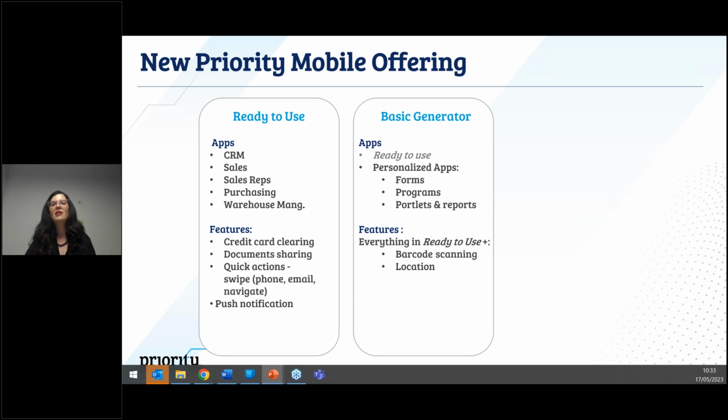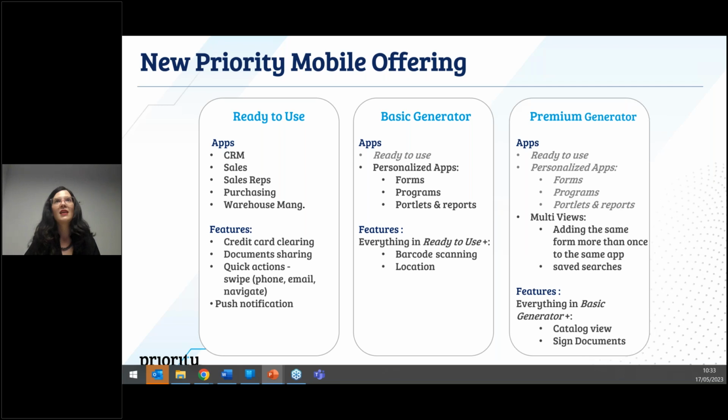Subscription customers can get the mobile app without the generator and use the limited capabilities, or add the generator and choose between the basic or the premium offering. For perpetual customers, the mobile app includes the basic generator, and they can either use it or upgrade to premium, which I will now show. The premium generator will include everything in basic, plus the unique mobile features like the multi-view, unique search, and also catalog view and signing documents.